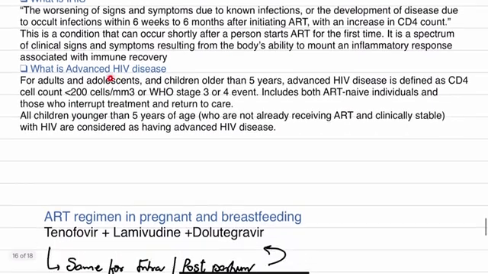What is advanced HIV disease? Any child younger than 5 years is considered to have advanced HIV disease. But in adults and adolescents, if the CD4 count is less than 200 or WHO stage 3 or 4, it is an advanced HIV disease patient.